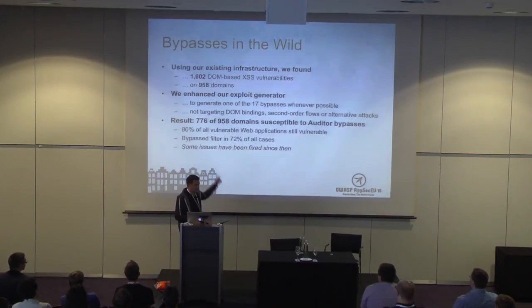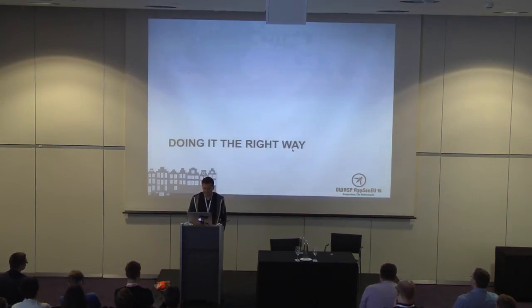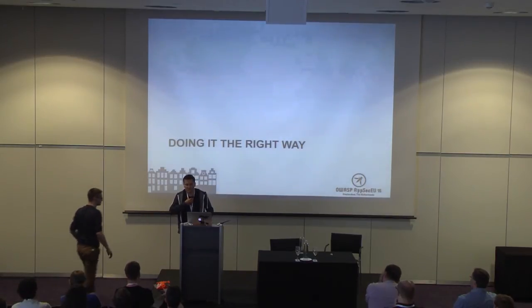So we had 1,600 vulnerabilities, and from these 1,600 vulnerabilities, we were able to bypass the auditor in 72% of all the cases, and in 80% of all the vulnerable web applications. Some applications had multiple vulnerabilities, so we were able to exploit most of them. Only the simple injections were caught by the auditor. Some issues have been fixed, two or three of them, but most of the things are design issues.